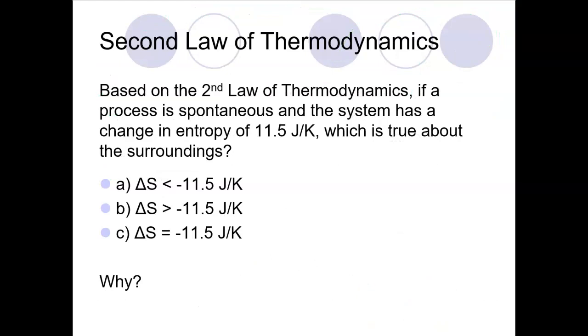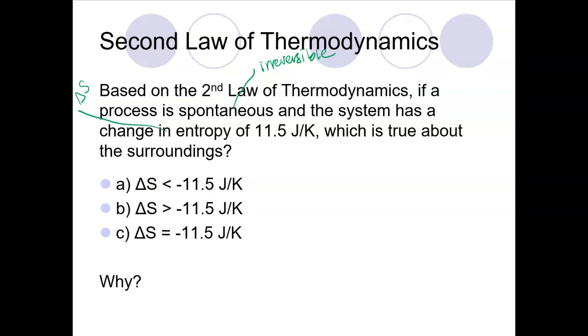Okay. So here's another question about entropy. This one is a little bit different. It's not so much a calculation, a little bit of math, but not really. So based on the second law of thermodynamics, that two-part law, if a process is spontaneous, which also means it's irreversible, and the system has a change in entropy of 11.5 joules per Kelvin. So change in entropy means delta S. I'm just writing down the symbols because I'm trying to make them symbols. What is true about the surroundings?